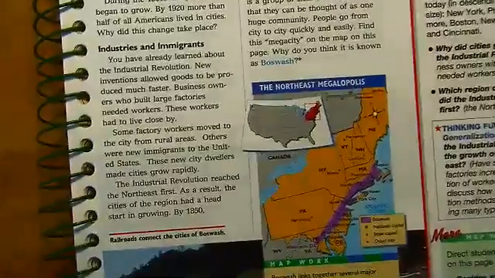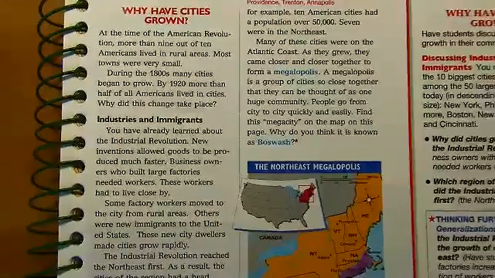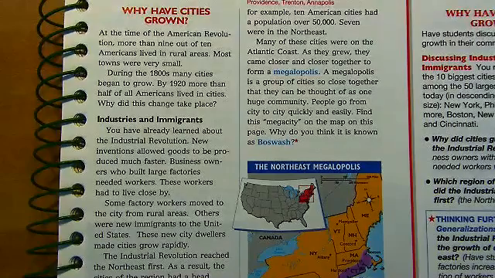All right, on to page 201. Let's go to the top. Why have cities grown? At the time of the American Revolution, more than 9 out of 10 Americans lived in rural areas. Most towns were very small. During the 1800s, many cities began to grow. By 1920, more than half of all Americans lived in cities. Why did this change take place? So they lived in rural areas, now they live in the cities. Why did that change?